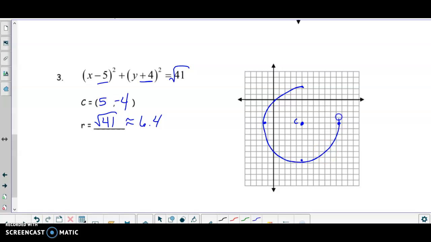Here's our circle. Please let me know if you have any questions.